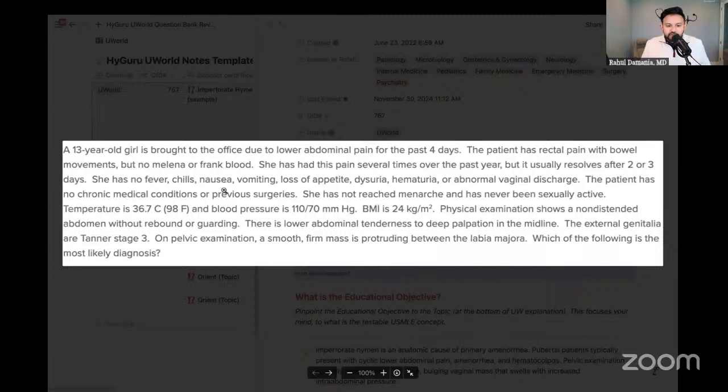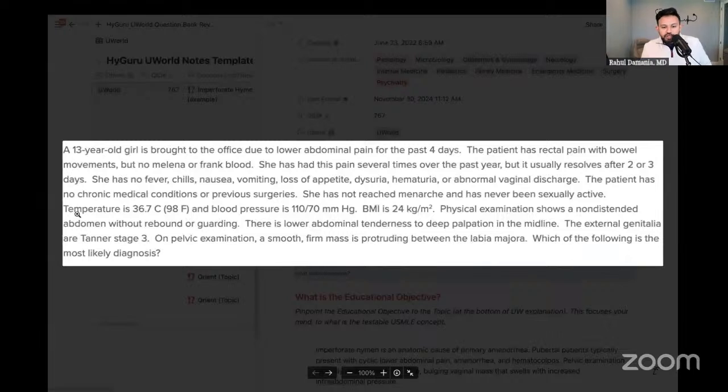She has no fever, chills, nausea, vomiting, loss of appetite, etc. And the patient has no chronic medical condition. So her demographics is, you can put previously healthy 13-year-old girl. She has not reached menarche and has never been sexually active. So a 13-year-old girl without menarche, you're thinking of primary amenorrhea.